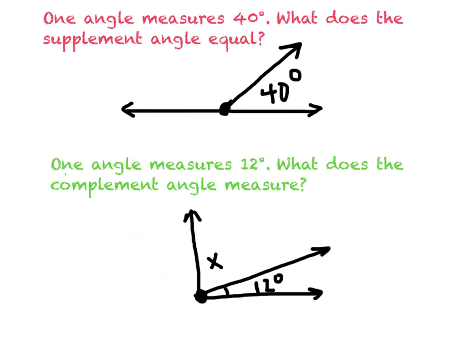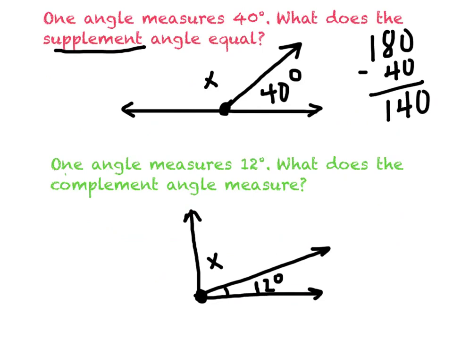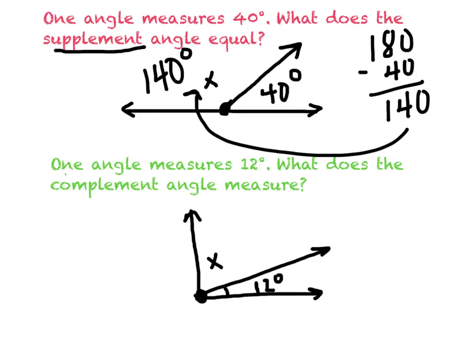Here's some more practice with supplementary and complementary angles. The first example shows supplementary angles, and only one of the two angles is labeled. The angle is measuring 40 degrees, so we need to figure out what does this other angle equal. Well, because we know that supplementary angles have to equal 180 degrees, we can take 180 and subtract the angle that we're given in order to find the missing angle. So this missing angle would be 140 degrees.